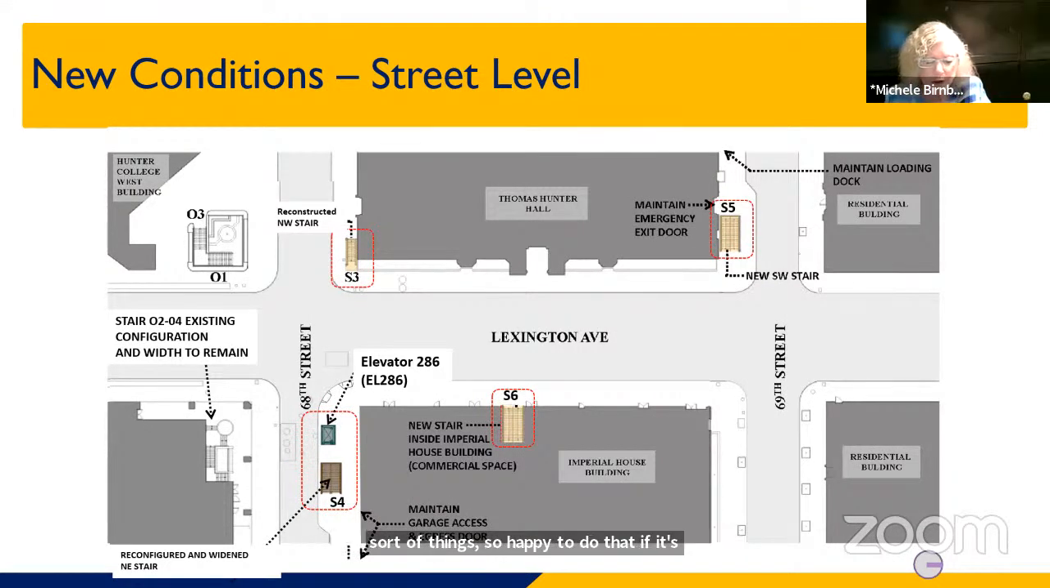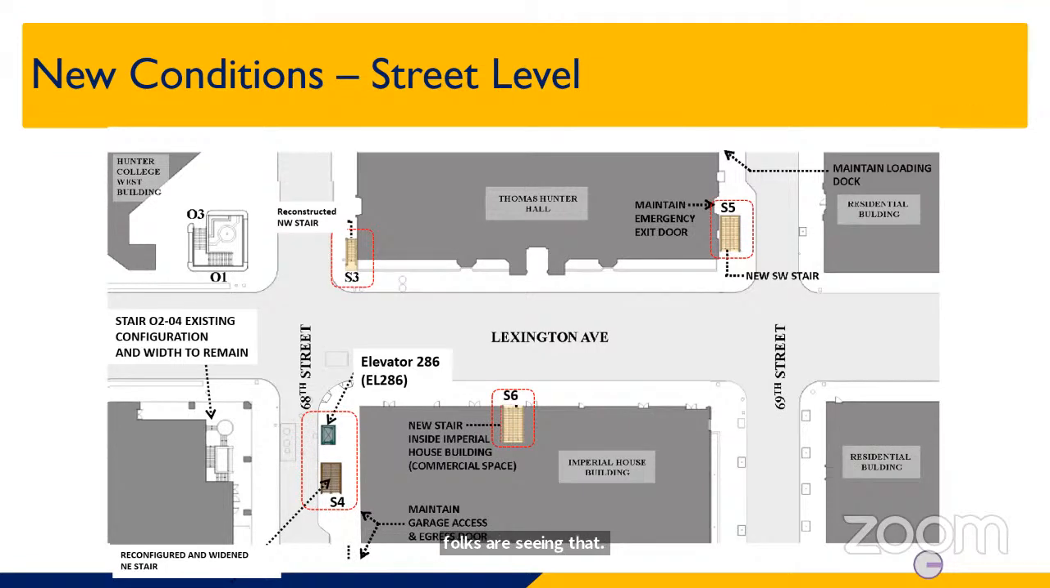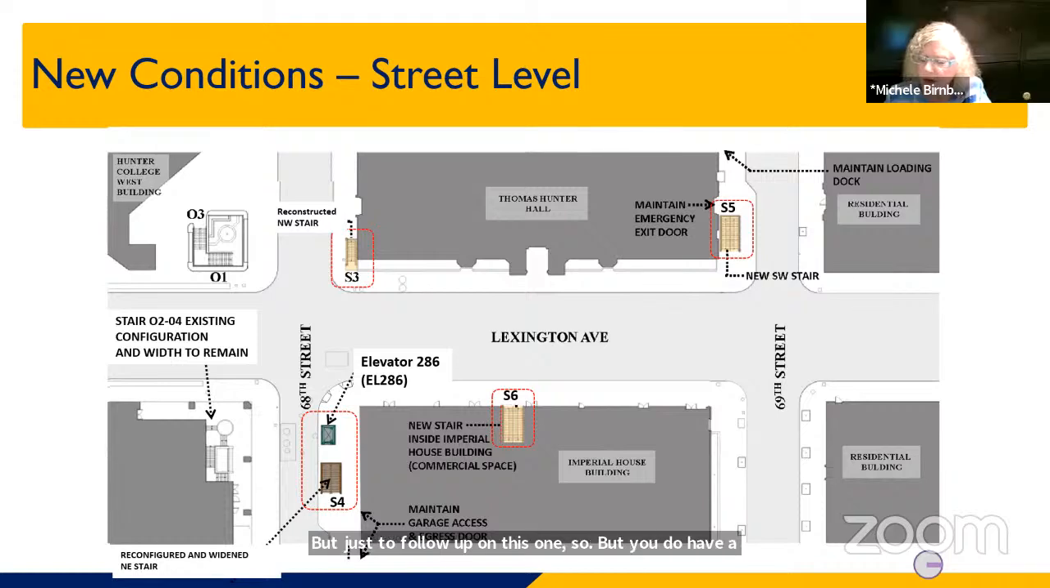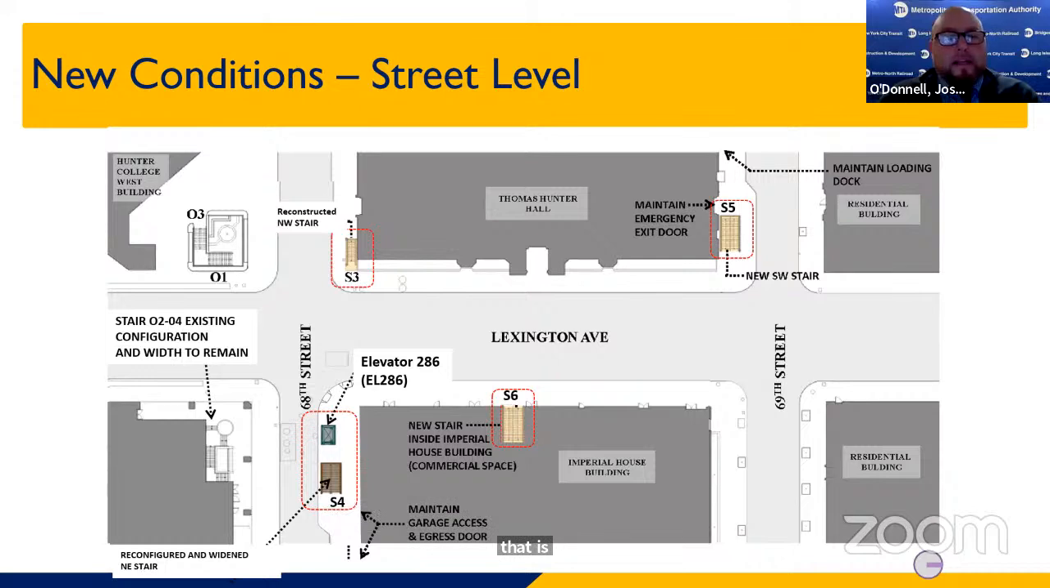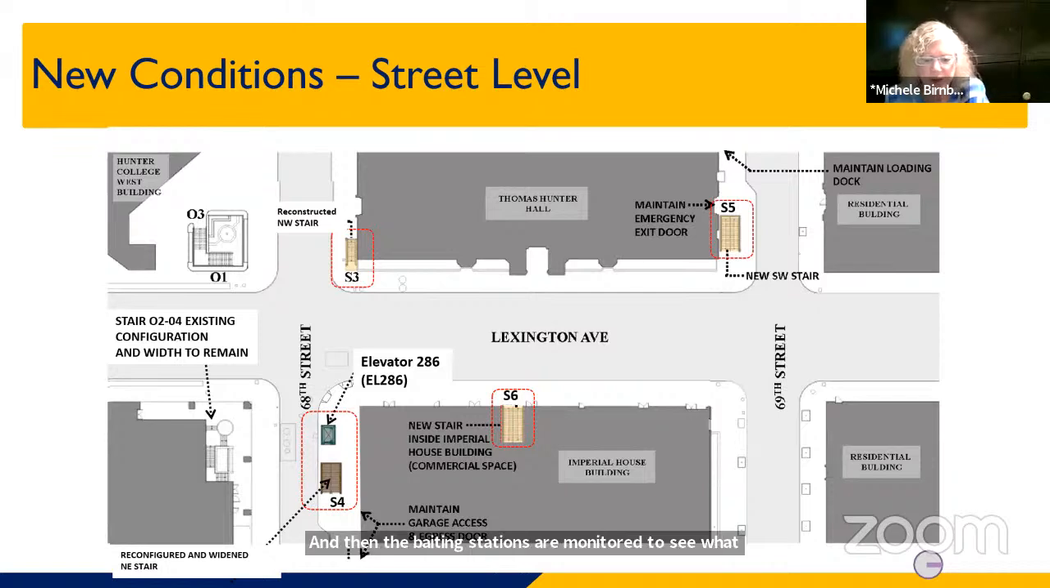Okay, and I have one last question, but just to follow up on this one. So you do have a mitigation protocol that is in position now. Correct. As far as you know, baiting stations are monitored to see what kind of activity there is at those stations, and then it's adjusted accordingly based on the activity. Okay, good. So you haven't had any complaints to what you're doing now.